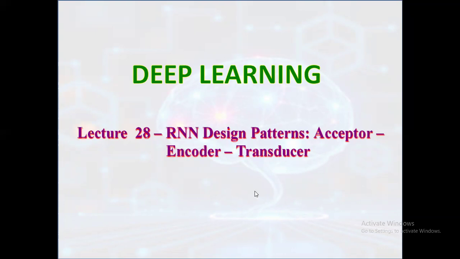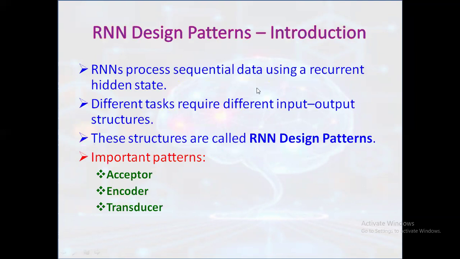First, the RNN design pattern, the introduction about RNN design patterns. The RNN processes sequential data using a recurrent hidden state. This we have seen in the previous lecture. Recurrent neural networks, RNNs, are designed to handle sequential data by maintaining a hidden state that carries information from previous time steps. This hidden state acts as a memory, enabling the network to model temporal dependencies present in sequences such as text, speech, or signals.